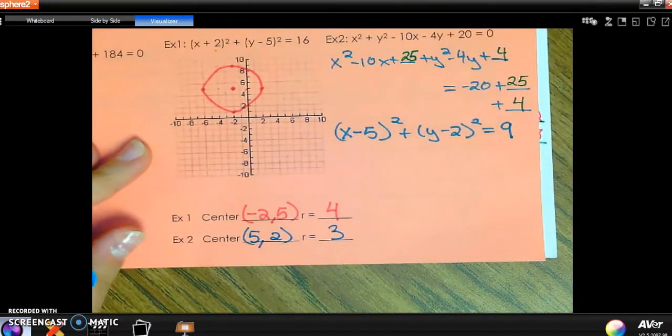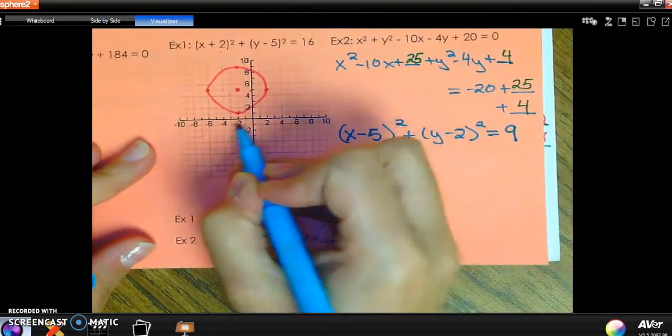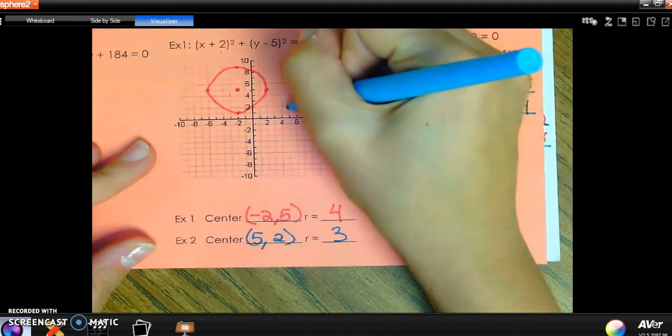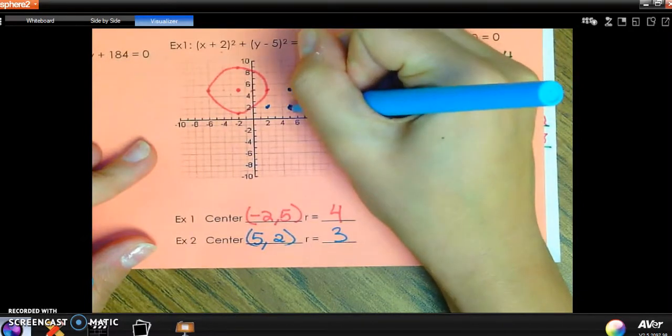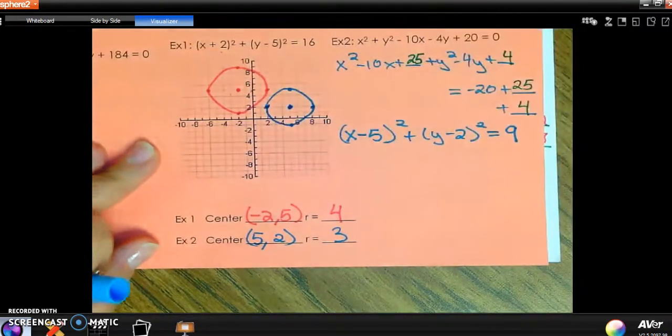Now, bringing it all full circle. If I was asked to graph it, I'd be able to go to 5, 2, and then my radius is 3, so I go 3 to the left, 3 to the right, 3 up, and 3 down. And then I have another circle sitting right there.